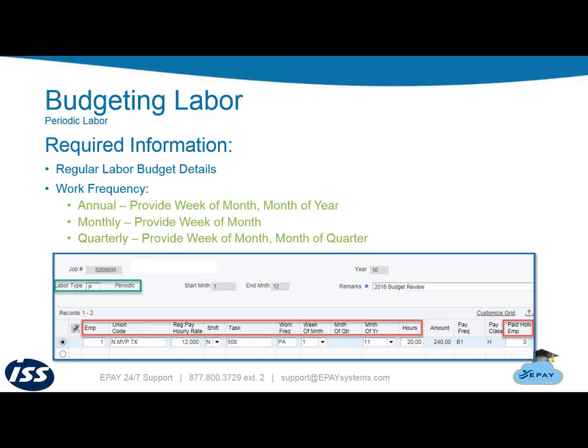If you would like to budget for quarterly work, we would need you to provide the week of the month in which it occurs, as well as the month of the quarter, so the first, second, or third month of that quarter. Otherwise, all other details are the same as the weekly labor budget.